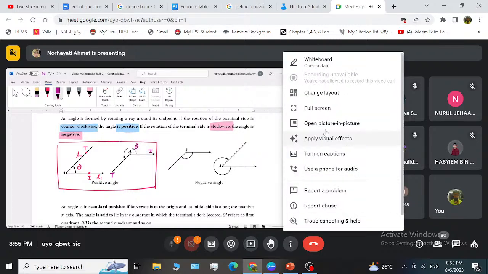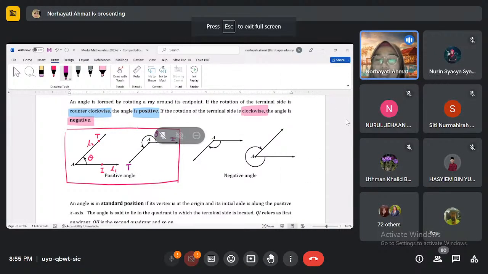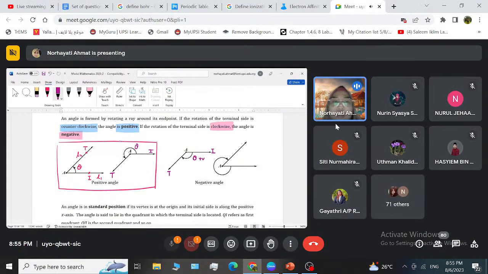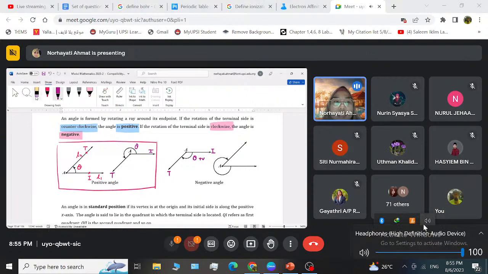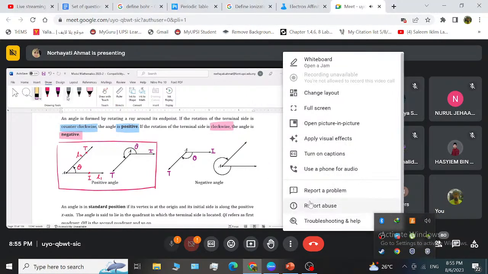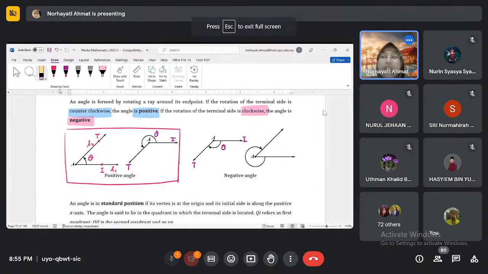So for the negative angle, we have a rotation that follows the clock direction, clockwise. Dia daripada initial to terminal, so dia bergerak ikut arah jam. So the theta is negative. Ini semua dah tahulah. Follow clockwise, the angle is negative. Sorry, anti-clockwise, the angle is positive.